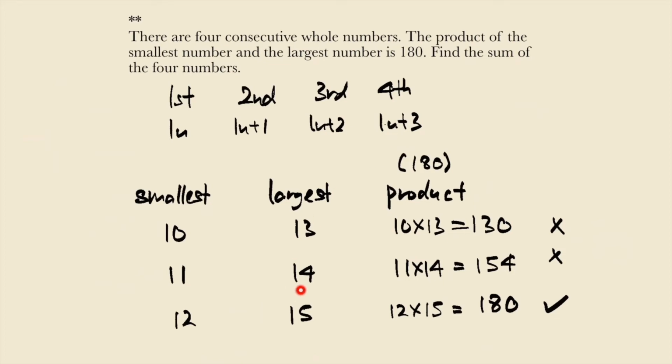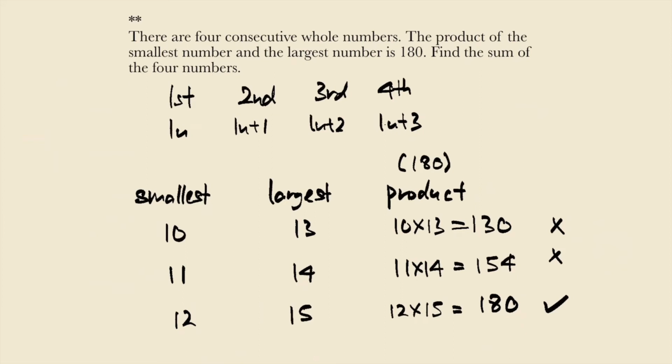That's 14. Multiply them together, we get 154. Still too little. Let's increase by another one. So the largest number is 12 plus 3, that's 15. Multiply them together, hey, that's 180. Find the sum of the 4 numbers.